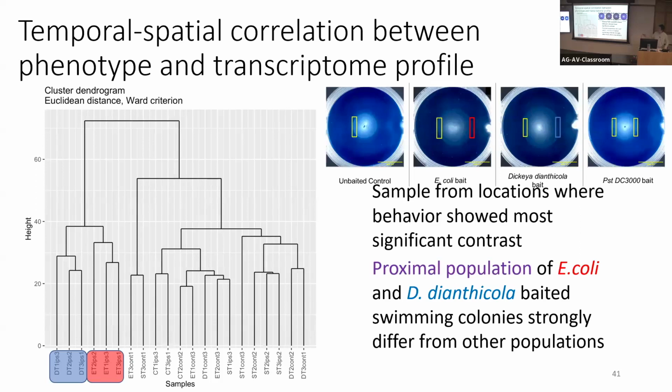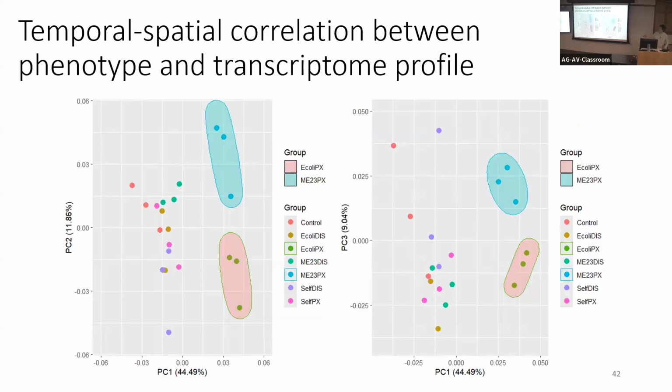At the end of the day, what we found is the proximal edge that is closest to an E. coli bait and the proximal edge that is closest to a Dickeya bait are behaving very, very differently from all the other edges we were able to sample, and those other edges kind of mix together, which is more clear on this PCA plot. So you have the Dickeya in blue and E. coli in this red ellipse.